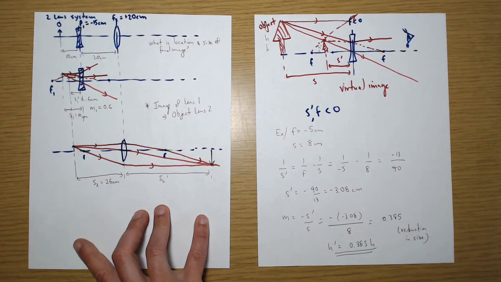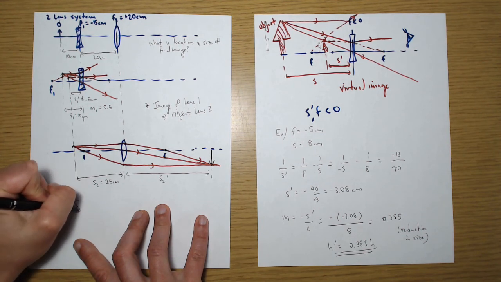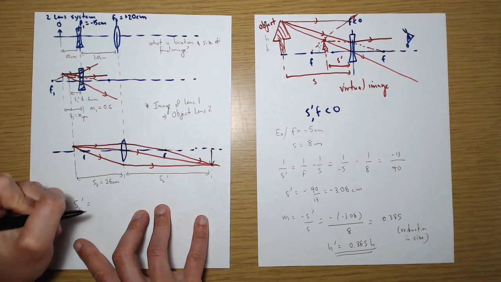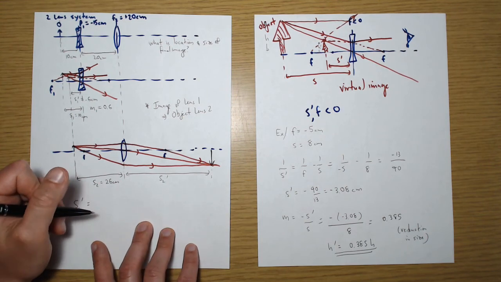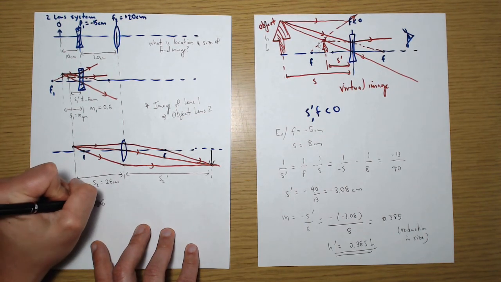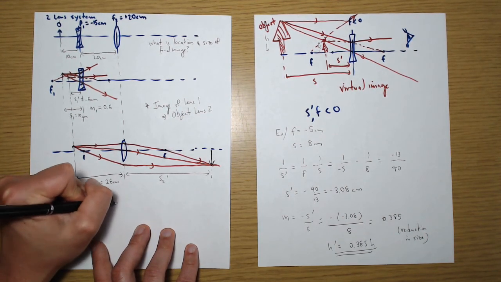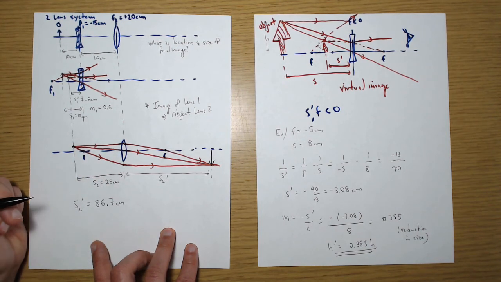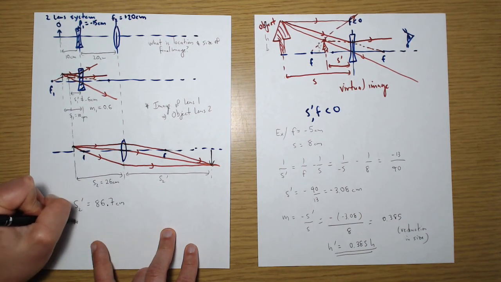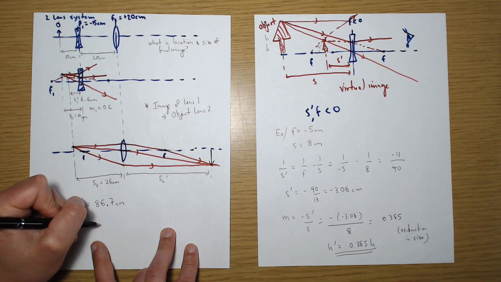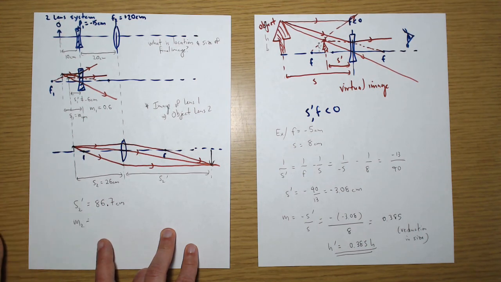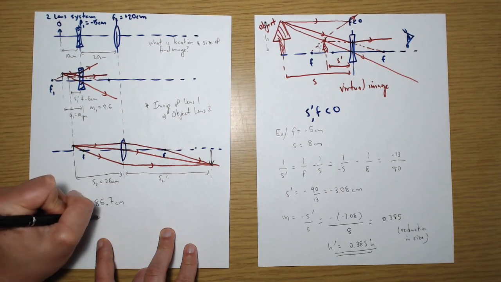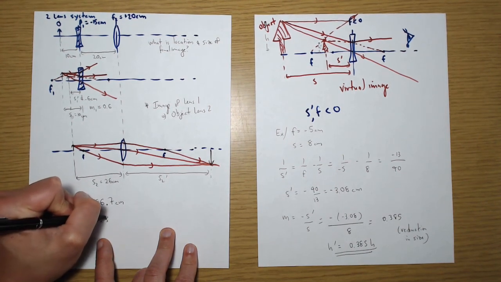S2 prime, real and inverted image, and S2 prime, when we apply the thin lens equation, comes out to 86.7 centimeters. And the magnification is -3.33.